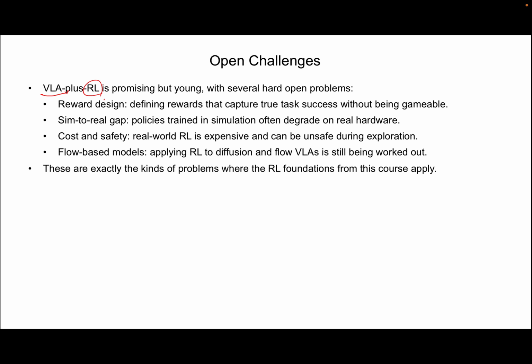And the sim to real gap is also true. Policies trained in simulation often degrade on real hardware. If you just simply use Isaac Sim, then your agent might suffer from a severe sim to real gap, because Isaac Sim, as I said, cannot reflect all such real-world physical properties and physical situations. So there is a sim to real gap. Sim is the simulator and real is the real environment.